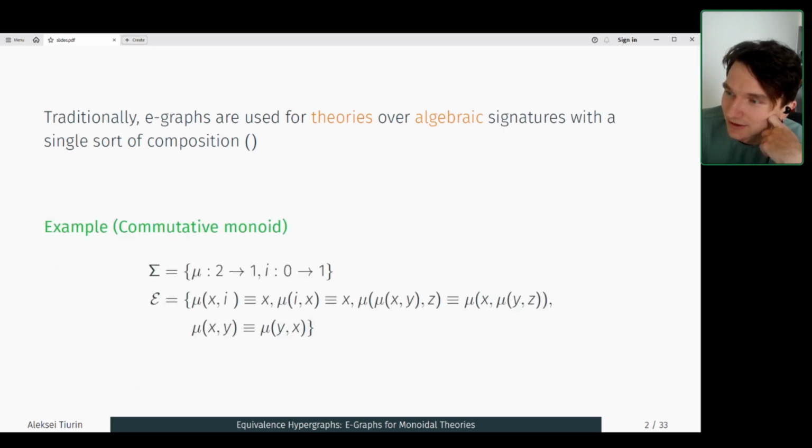So you can consider an example of a theory of commutative monoids. The signature consists of multiplication and the unit. And I have explicitly annotated the number of inputs and outputs, so the arities and coarities of a generator. So the multiplication has the arity 2 and coarity 1, and the unit has the arity of 0 and coarity of 1. And the equations are just the standard commutativity, associativity, and unitality for commutative monoids.